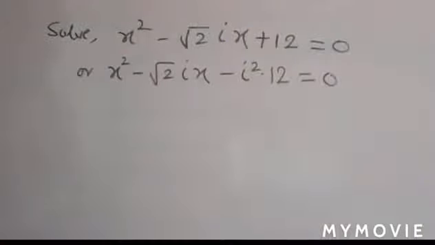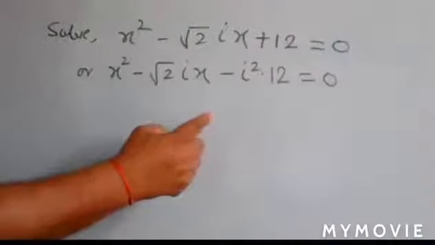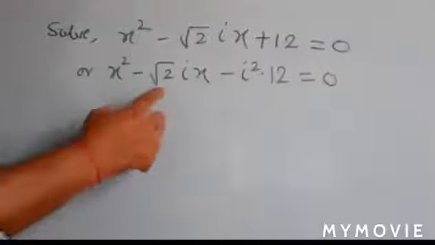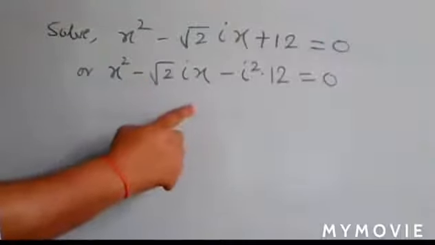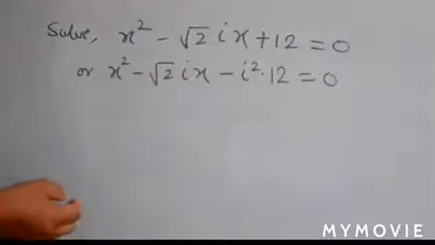Now you try to solve it on your own and tell me what your answer is. You have to take the factors of minus 12i square in such a way that their sum is minus root 2ix, and their product becomes minus i square into 12.